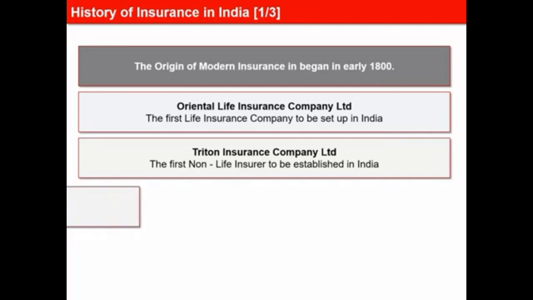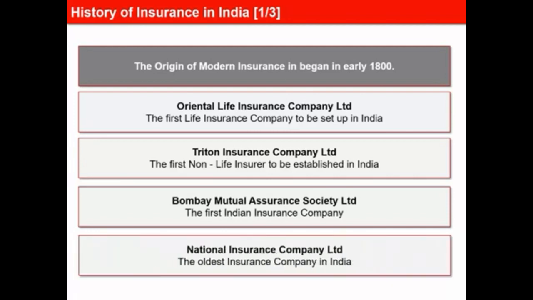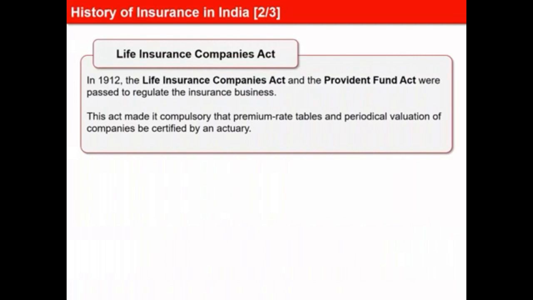The first Indian insurance company, Bombay Mutual Assurance Society Limited, was formed in Mumbai in 1870. The oldest insurance company in India, National Insurance Company Limited, was formed in 1906 and is still in business. Many other Indian companies were set up subsequently as a result of the Swadeshi movement at the turn of the century. In 1912, the Life Insurance Companies Act and the Provident Fund Act were passed to regulate the insurance business.